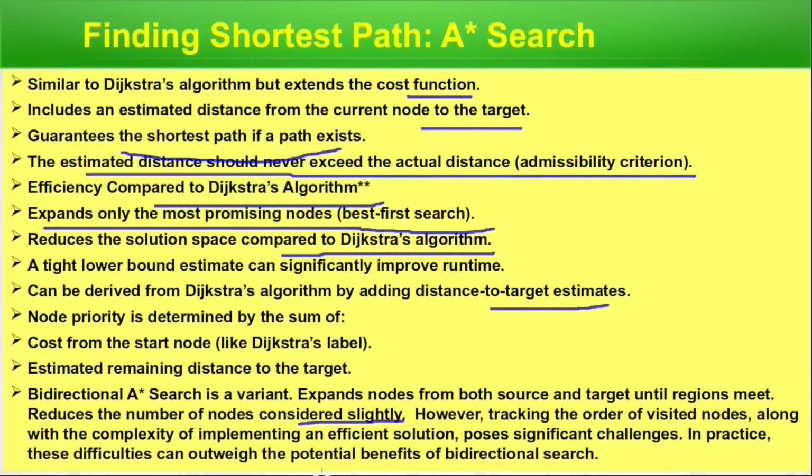This is another method. It's quite similar to Dijkstra's algorithm but extends the cost function. And there is one bidirectional variant of this A-star search. Its nodes are expanded from both source and target until they meet each other. Whenever a bidirectional method is used, we always need to keep track of the visited nodes. Along with the complexity of implementing an efficient solution, this poses significant challenges in practice. These difficulties actually outweigh the potential benefits of bidirectional search.